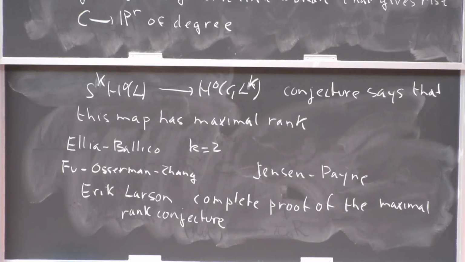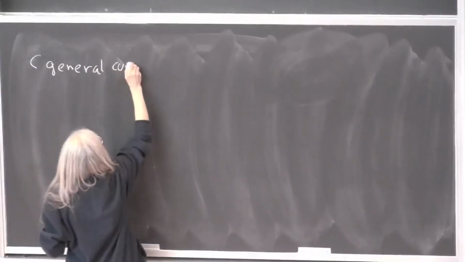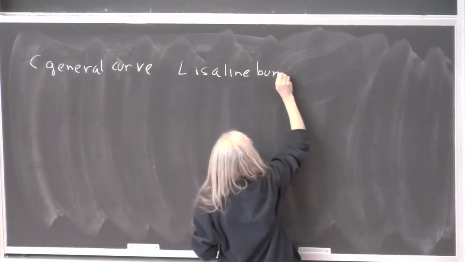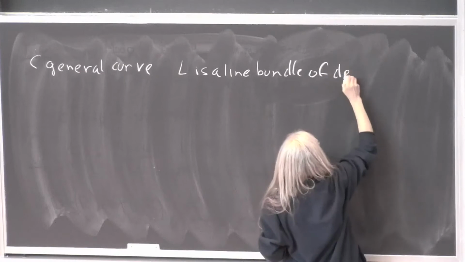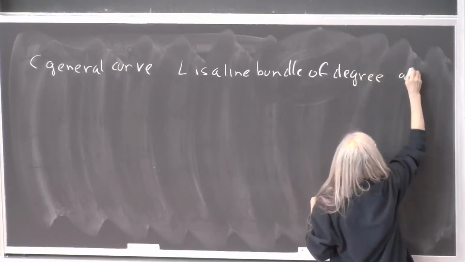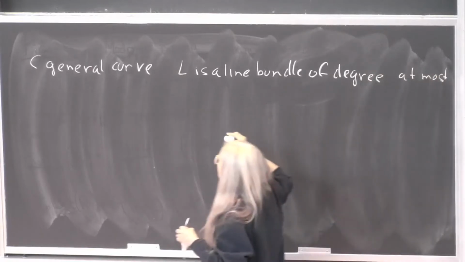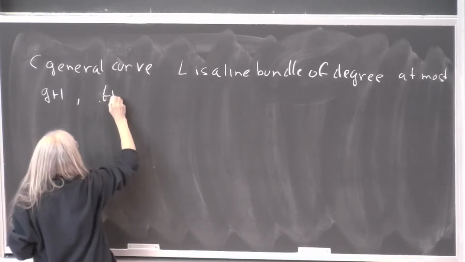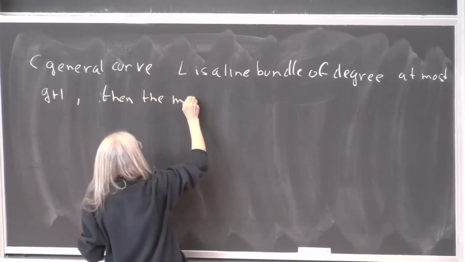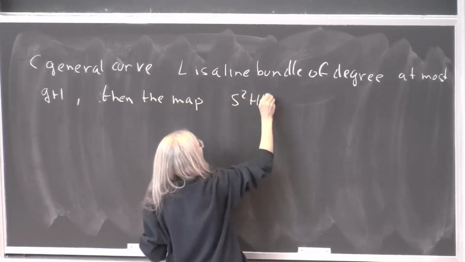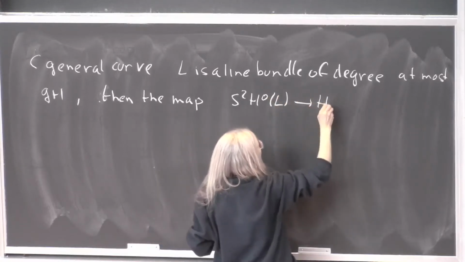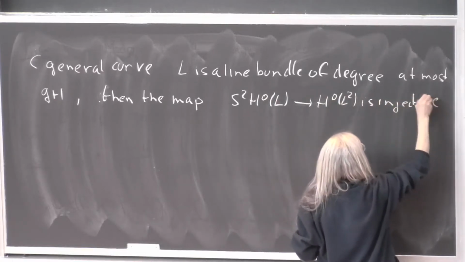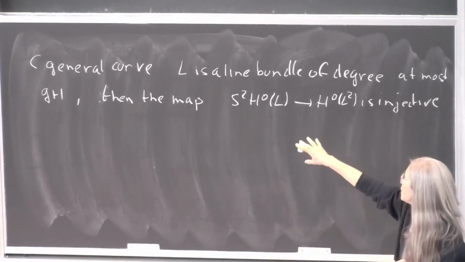If C is a general curve, and L is a line bundle of degree at most g plus 1, then the map from the second symmetric power of the line bundle to H0 of L squared is injective. So again, here the curve is general, but the line bundle is anything.